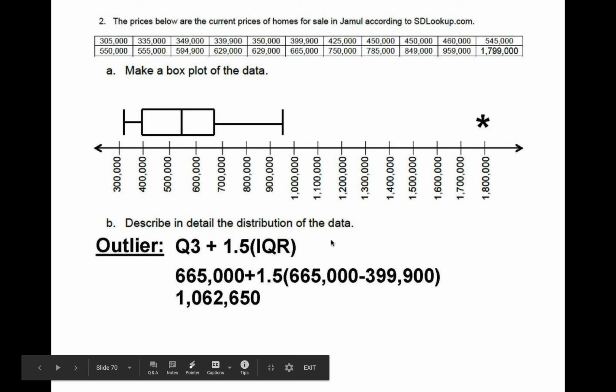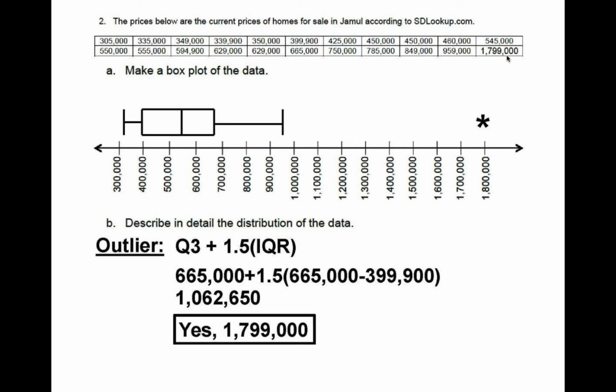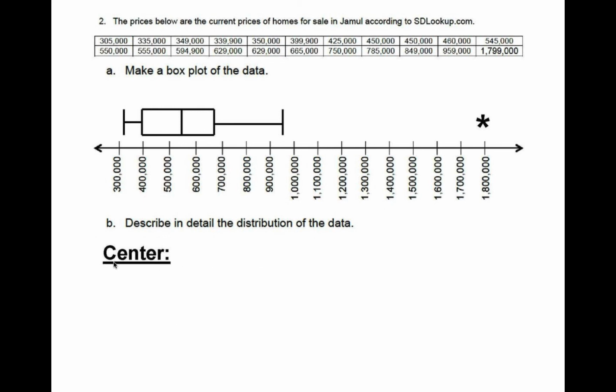And when you type in that data, you get 1,062,650. So that does mean we do have an outlier because there is a home that's more expensive than that at 1,799,000. That's why there was an asterisk. To name the center, SOCS, socks, center, since it's skewed, we use the median. So the median is at 547,500.